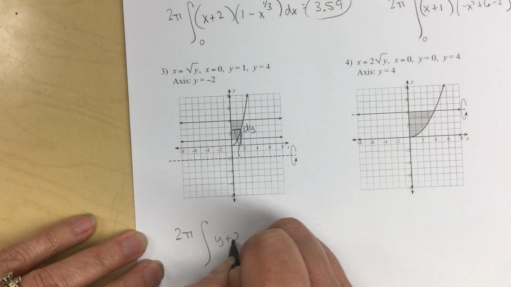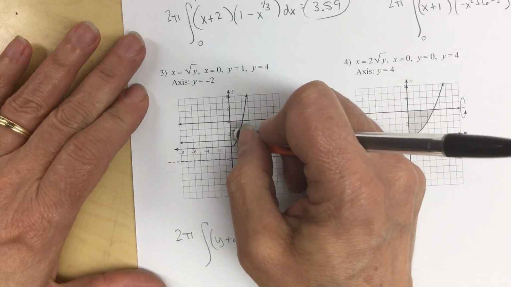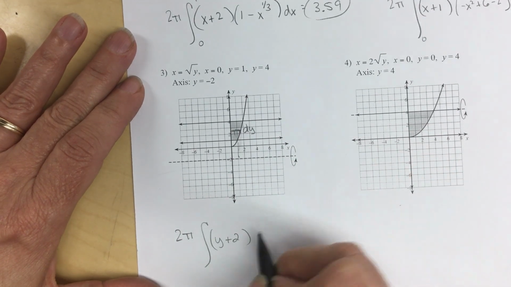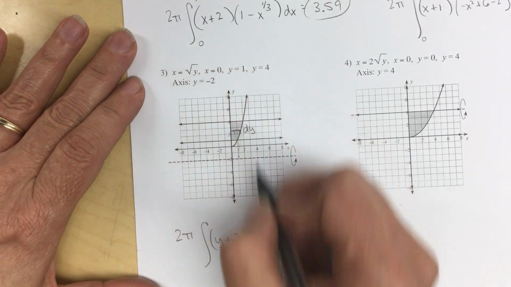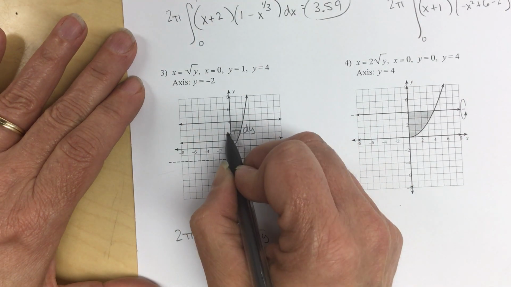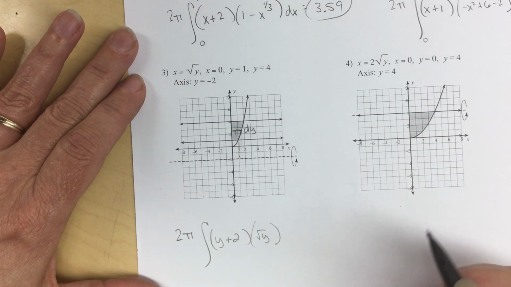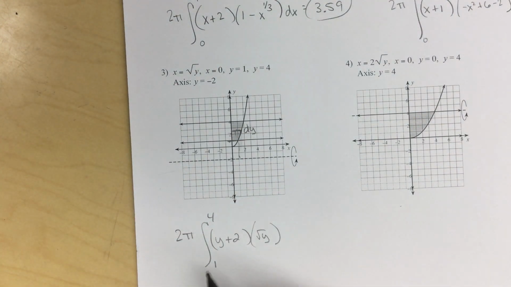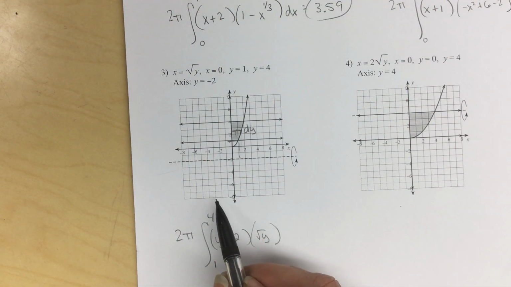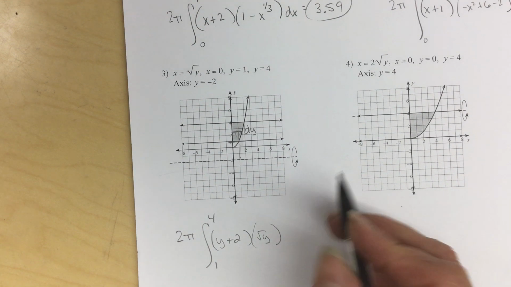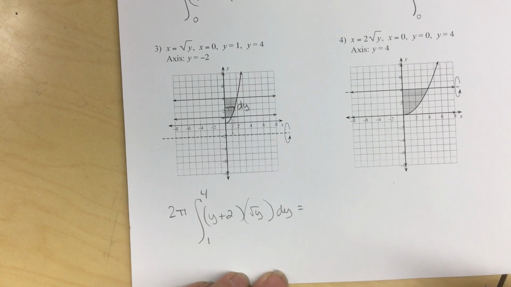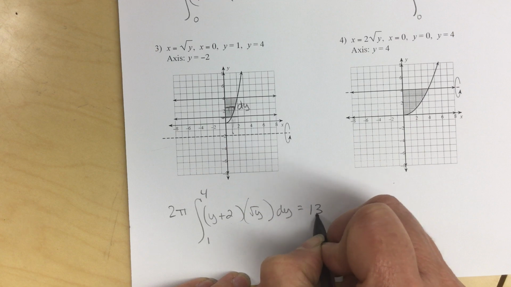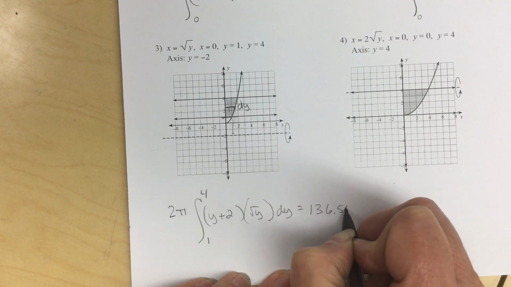So y plus 2. And then the length of the sliver is going to be the right side minus the left side. So that's going to be the curve, which is radical y, minus that side, so it's just -0. And then we're going to go from the bottom, which is 1, to the top, which is 4. So 2 pi from 1 to 4 of y plus 2 times radical y dy. And if you integrate that, you get 652 pi over 15, or the decimal is 136.55.